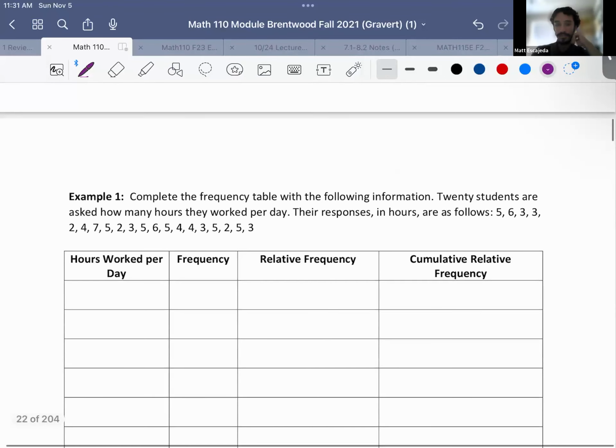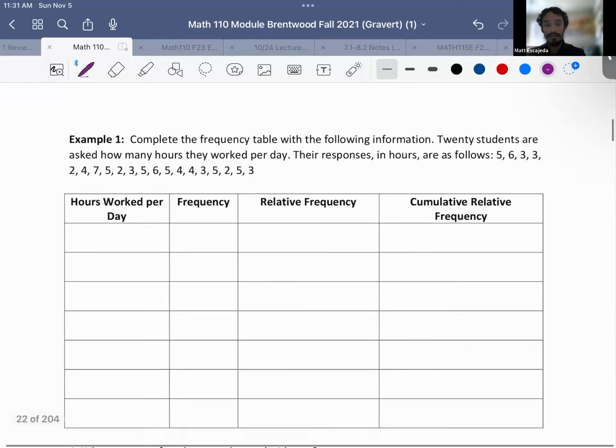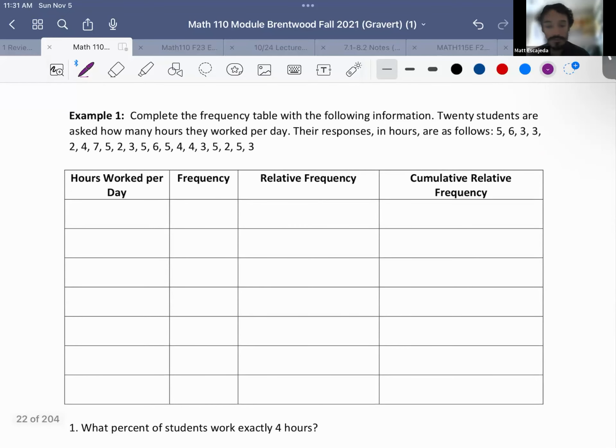Like I said, let's go through an example and see how this frequency table works. The question says, complete the frequency table with the following information. 20 students, let me highlight that because that's important. 20 students are asked how many hours they work per day. Their responses in hours are as follows. So these are 20 responses: 5, 6, 3, 3, and so on and so forth. So 20 different responses.